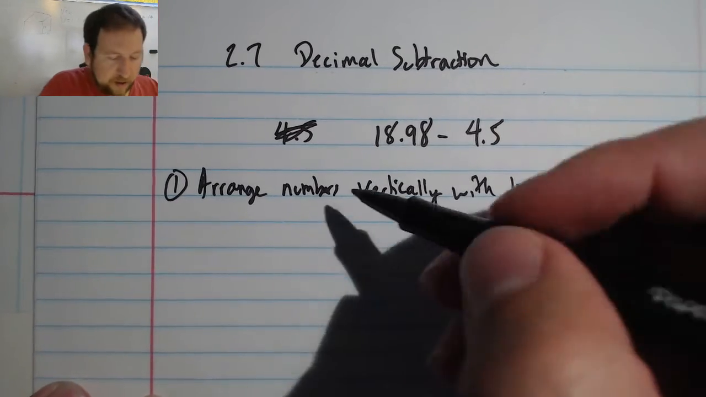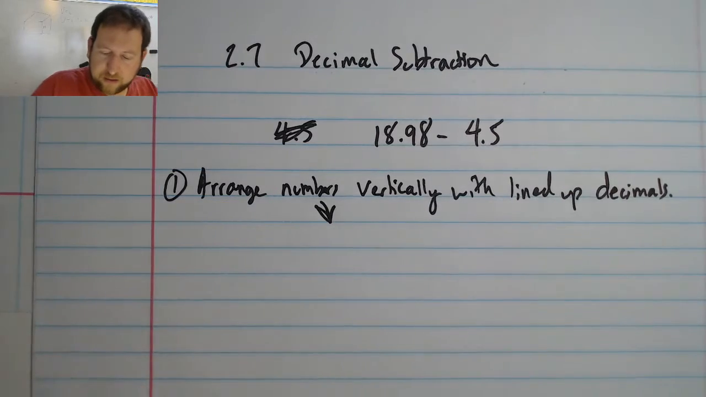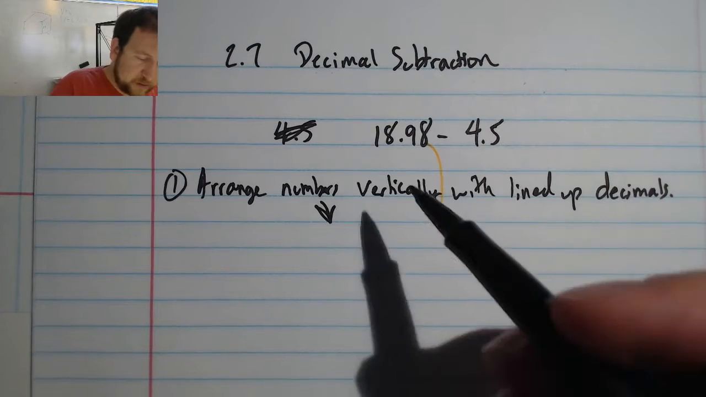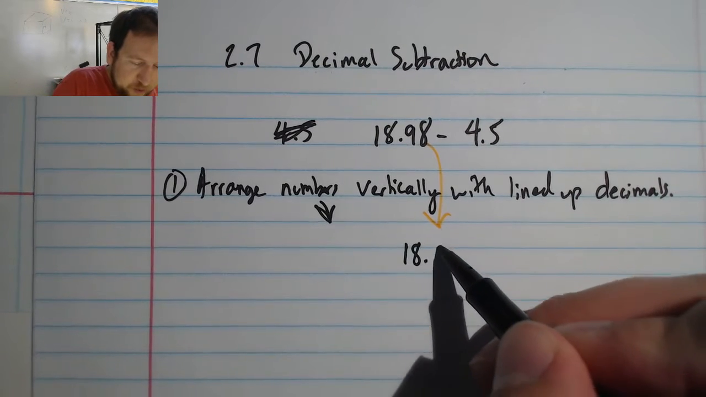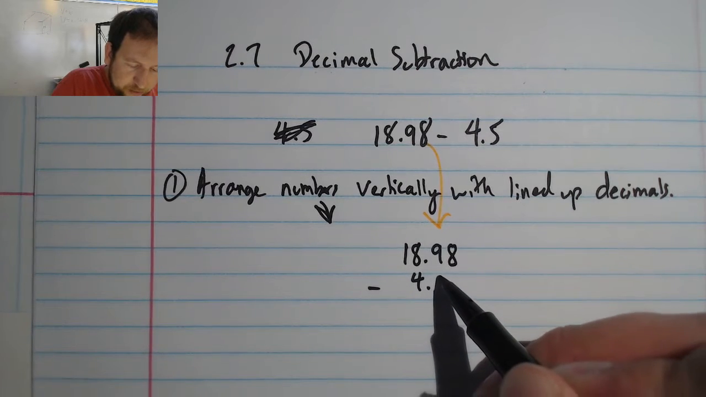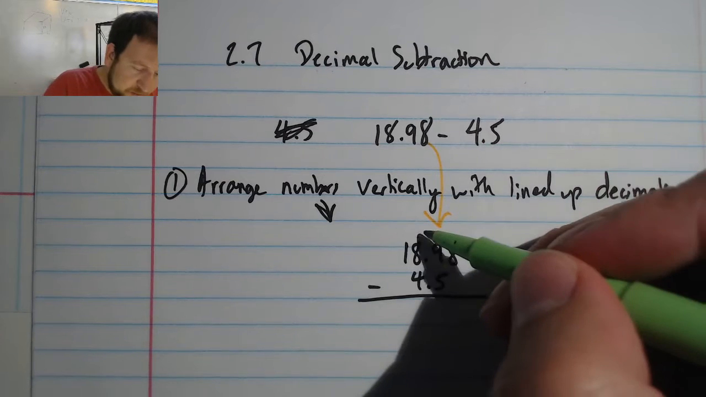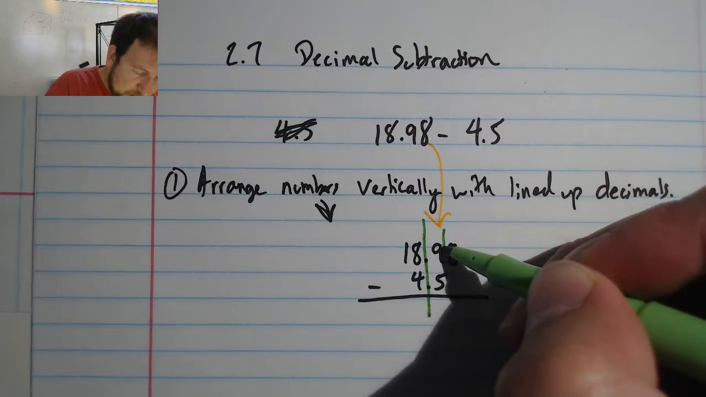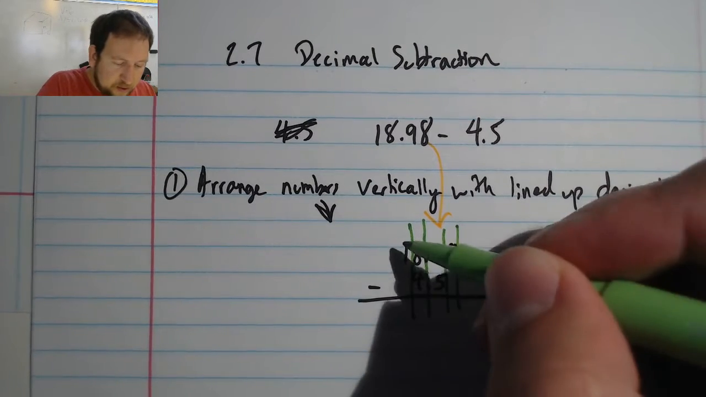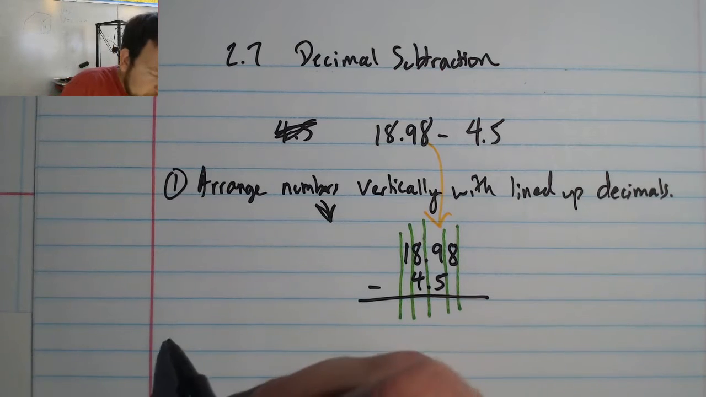So that looks like, for this example, if I were to take this one and rewrite it, now it becomes 18.98 minus 4.5. And you'll notice that my decimals now are lined up. And I can see each number is in its special little spot, determined by its place value.